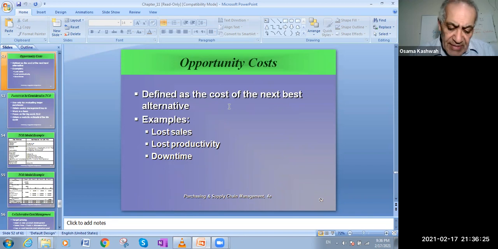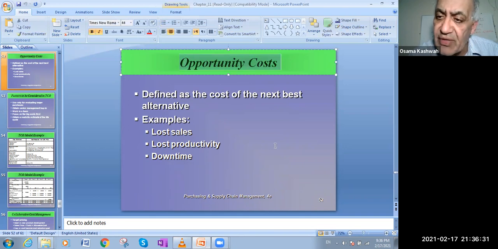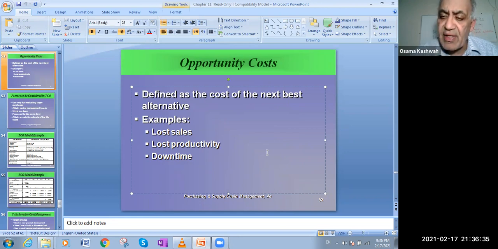We have to know the meaning of the word opportunity cost. Opportunity cost means the cost of doing something, what you sacrificed. As an example, you are a student, and you are also working. In exam time, you have to stop working so that you can prepare yourself for the exam.